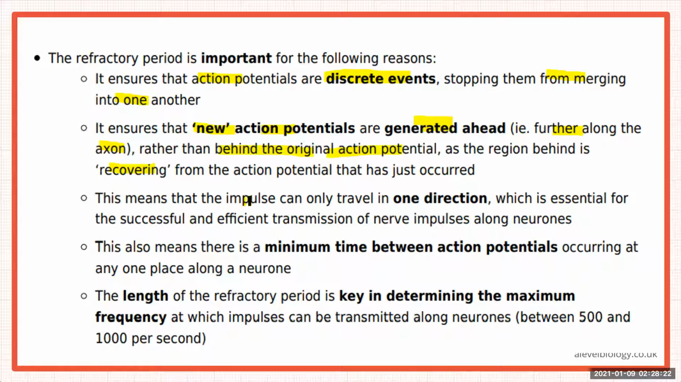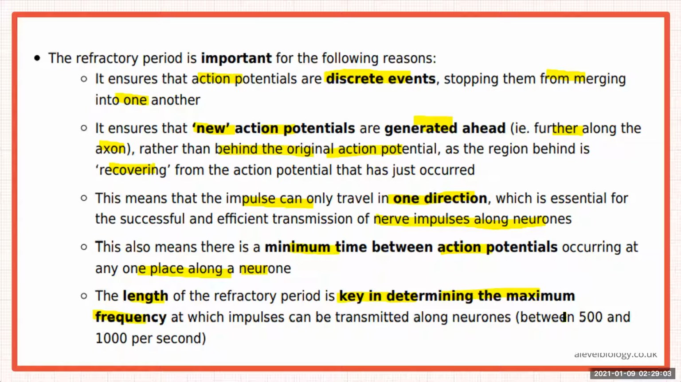This means that the impulse can only travel in one direction, which is essential for successful and efficient transmission of a nerve impulse along neurons, because you eventually want a response, right? And to get a response, we need this impulse to travel in only one direction. This also means that there is a minimum time between action potentials occurring at any one place along a neuron. You just saw this happened in around 5 milliseconds, the whole process from start till the end. So the length of the refractory period is the key in determining the maximum frequency at which impulses can be transmitted along neurons.